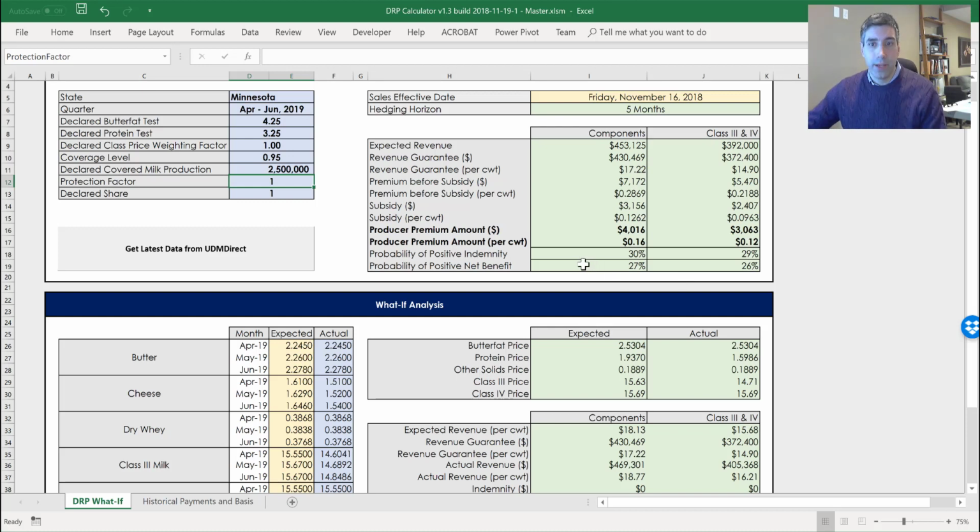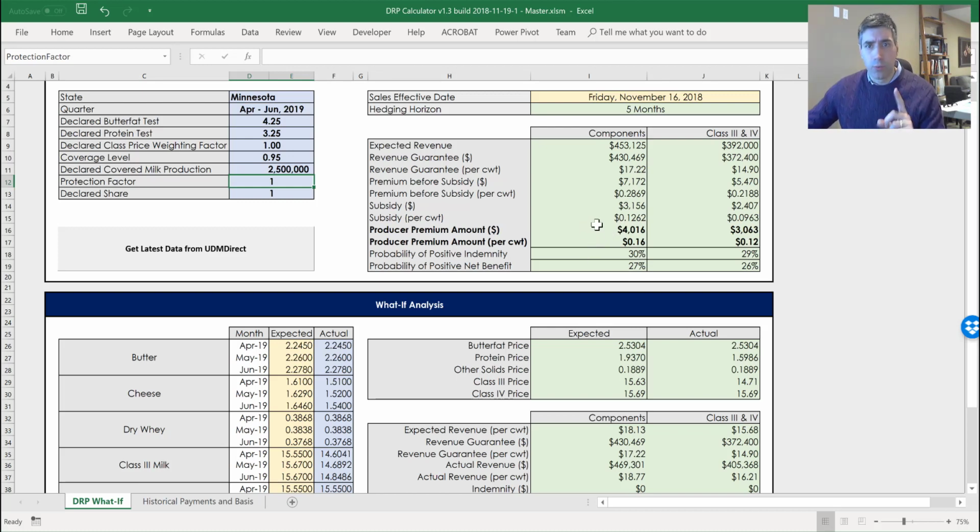Probability of positive net benefit is the probability that indemnity will be received and it will be higher than the premiums that you have paid. So in this case, the probability that indemnity is going to be received and will be higher than $4,016.